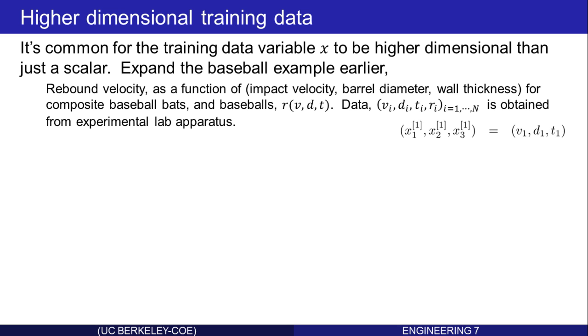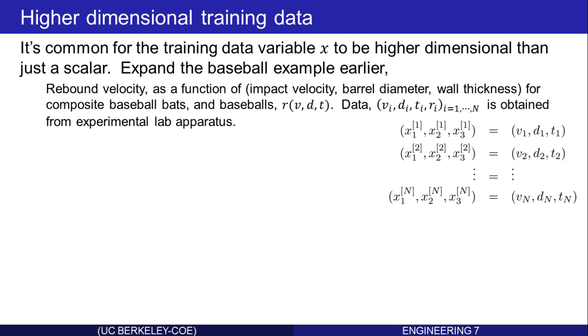The first training point consists of three numbers: an impact velocity, a barrel diameter, and a wall thickness. Those are all thought of as components of x, so let's write that as x1, x2, x3 for velocity, barrel diameter, and wall thickness, but with a superscript 1 to indicate this is the first training point. At the second training point, there's another velocity, barrel diameter, and wall thickness. Those are components of a 3 by 1 x vector, x1, x2, x3, but these are at the second training point. That's what the superscript 2 is.